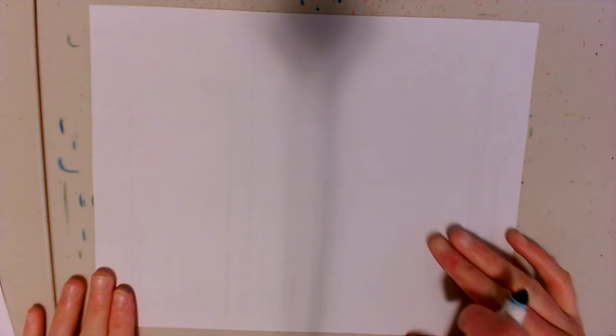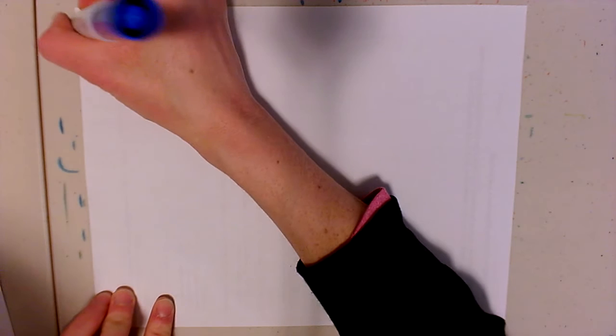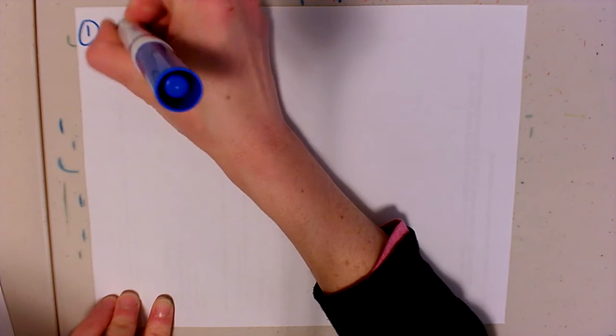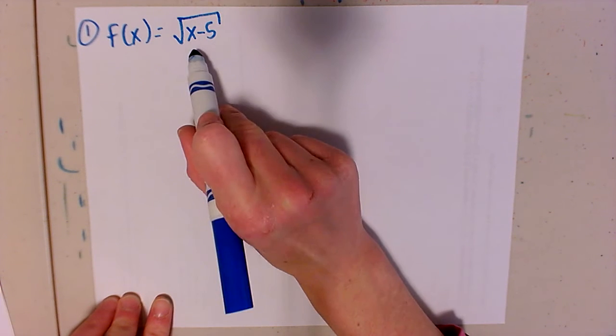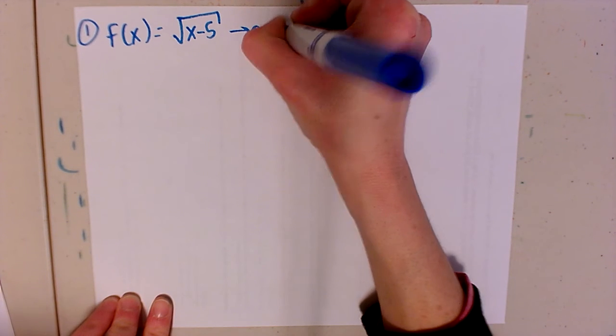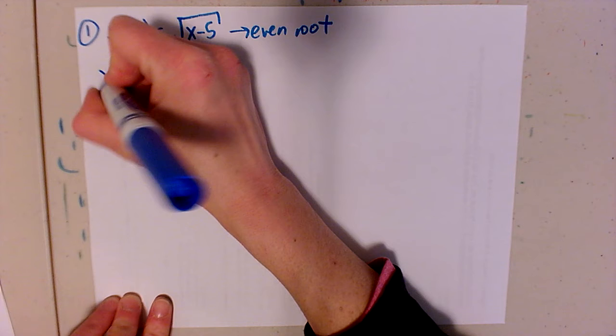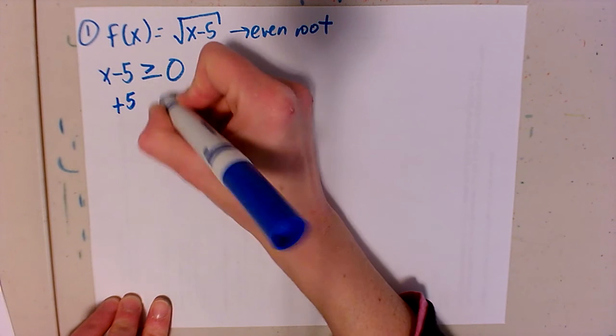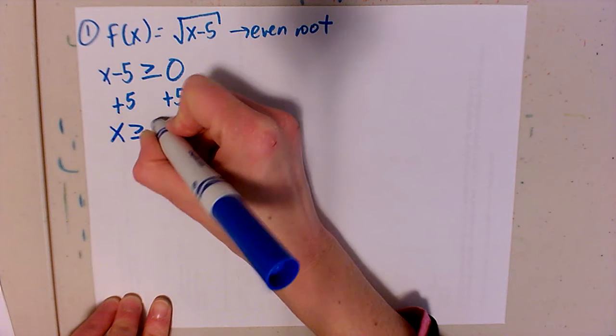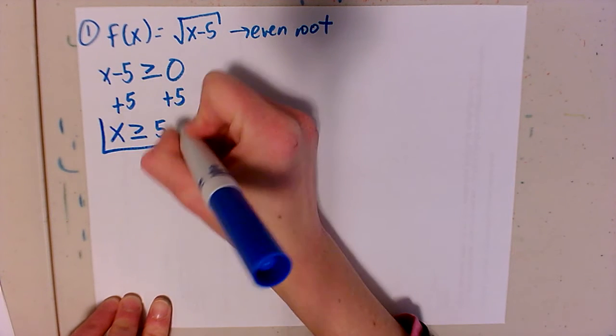Let's take a look at some more examples they give us. We'll run through some of these. For all of these, you have to find the domain. For number 1, we have f of x is the square root of x minus 5. Square root, this is an even root. So I take whatever's under my radical, x minus 5, set it greater than or equal to 0, and solve. I add 5, x is greater than or equal to 5, and so this is my domain.